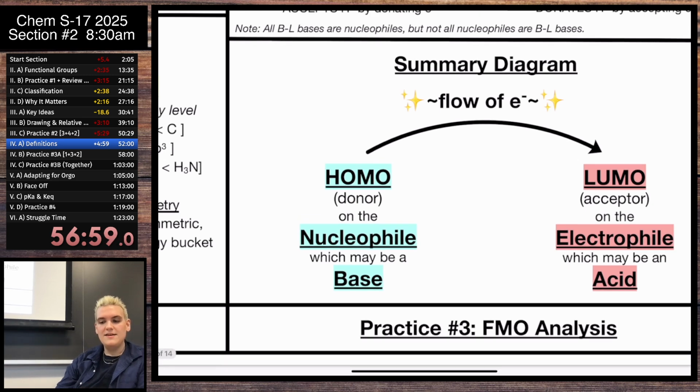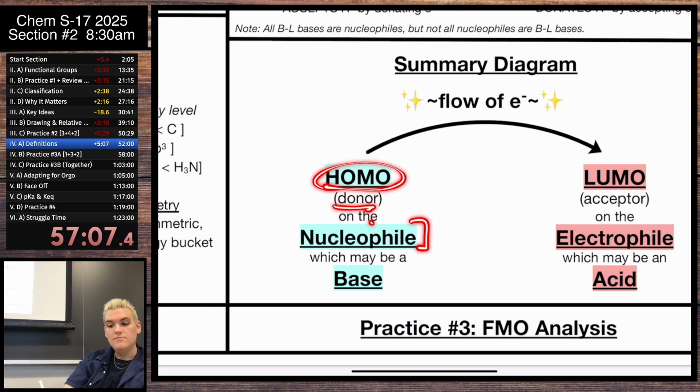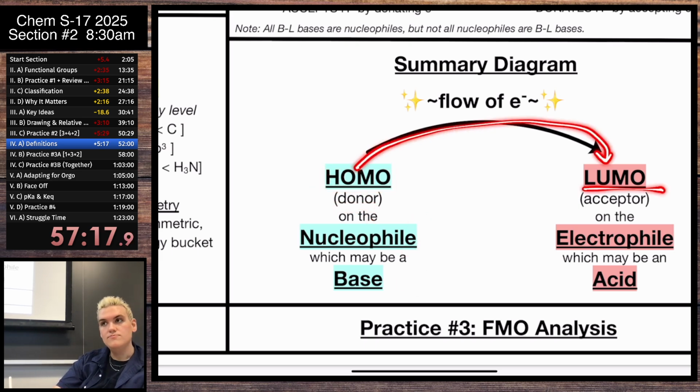At the end of all of this, I have this summary diagram. In a reaction, your HOMO, the donor, is on the nucleophile, and that nucleophile could be a base, in which case you have to call it a base. You can't just say it's a specific type of nucleophile. That is going to attack the LUMO, which is an acceptor orbital, on the electrophile molecule, which could be an acid.